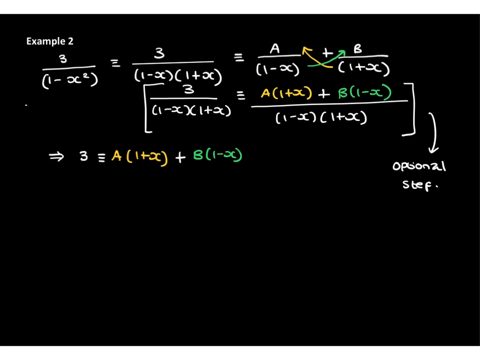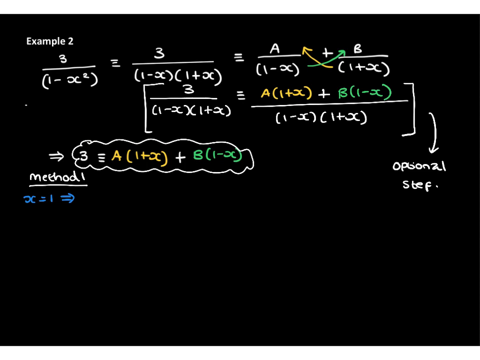So I'm going to look at both methods again. So method 1, if you remember, was to choose a value of x and substitute it in. So very simply, I'm going to start off by choosing x equals 1. Now, the left-hand side of this identity here is independent of x, which means that regardless of what value of x I choose, it's always going to be 3.